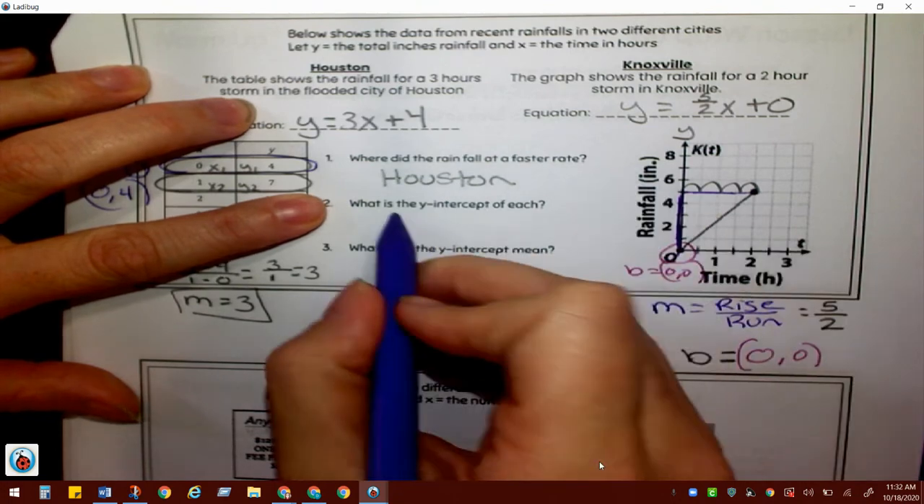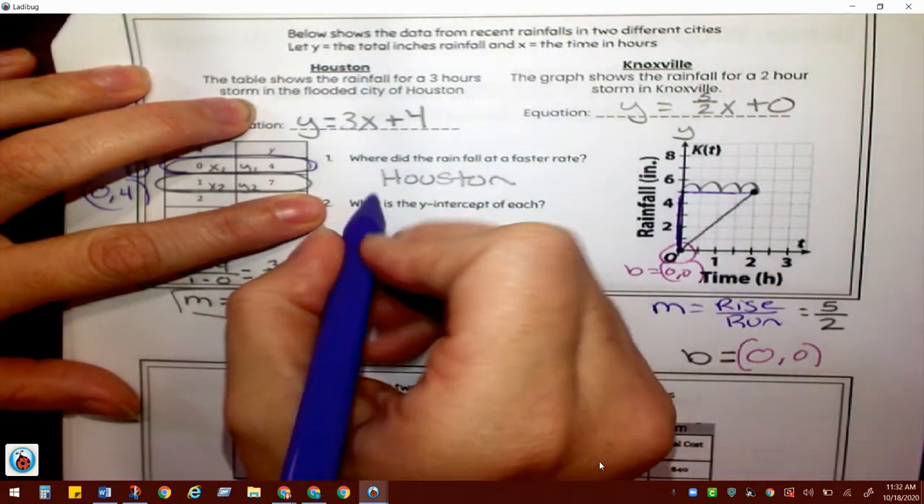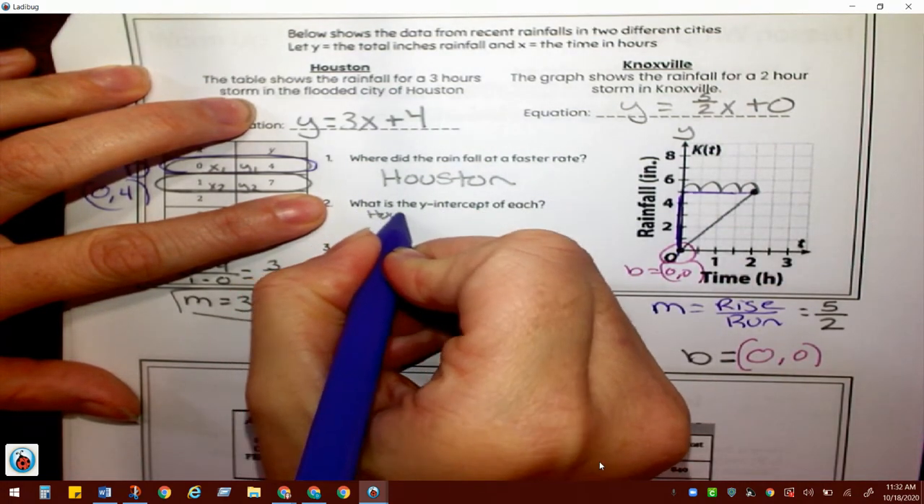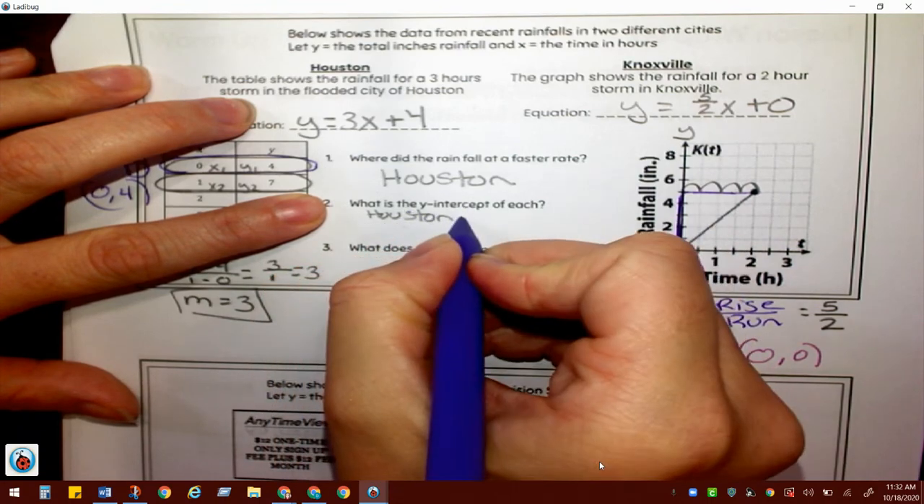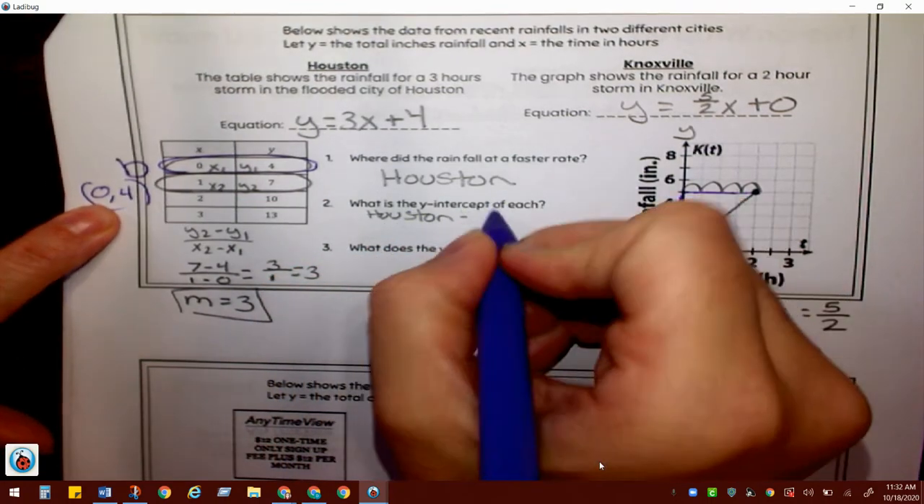And then it wants us to identify what's the y-intercept of each. So I'm going to label Houston. The y-intercept we already found was (0, 4).